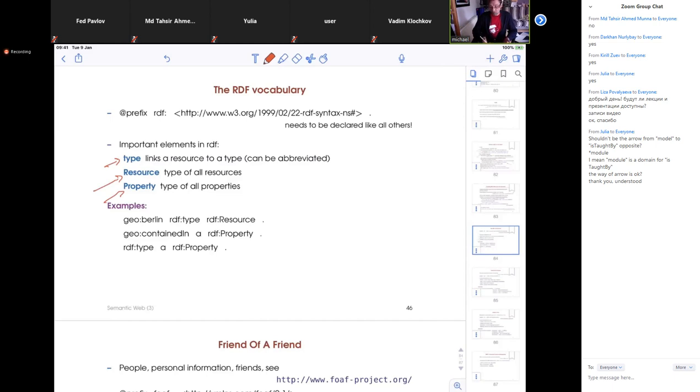So in some cases, we can write triples like this. Say we are after some geographic information, and we write Berlin is of type resource. Geo contained in is a property. Type is also a property. So everywhere here we use this rdf colon things. So this is the proper RDF vocabulary.